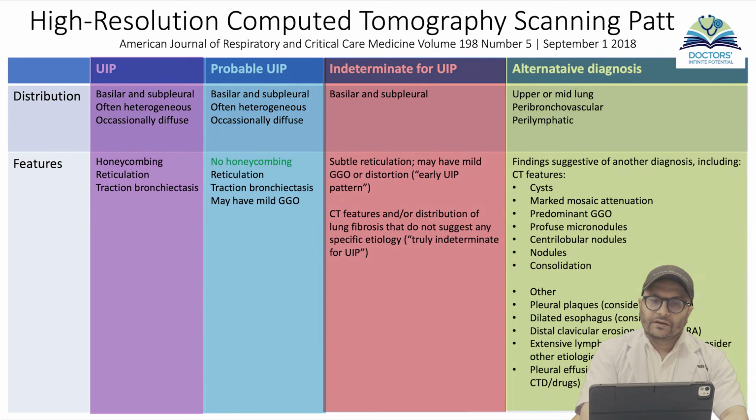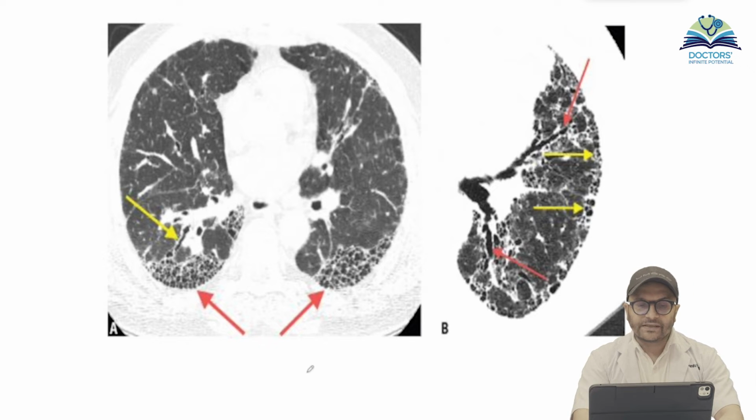So this image, axial image, gives typical finding of UIP with multiple honeycombing, traction bronchiectasis, multiple linear reticulation, honeycombing, reticulation and traction bronchiectasis. Another image shows traction bronchiectasis, honeycombing, subpleural based honeycombing and multiple reticulations.